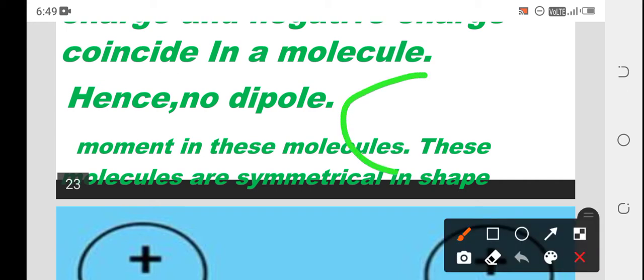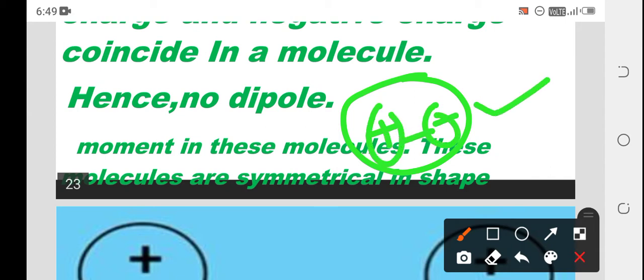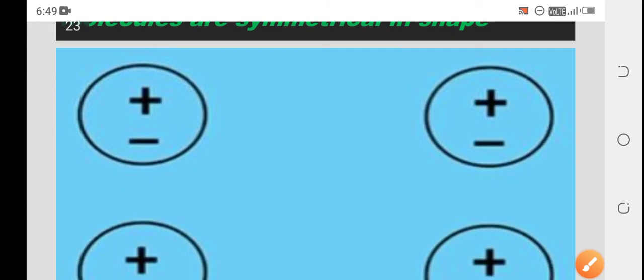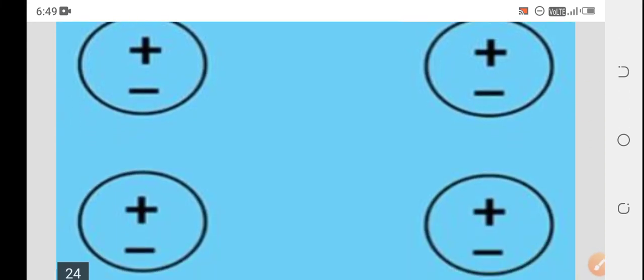So just take the molecule. Here is the positive charge, here is the negative charge. Both are coinciding exactly. This is known as non-polar dielectric. When the positive charge and negative charge coincide exactly, then no dipole moment exists. This is the reason it is called a non-polar dielectric material. This is the schematic diagram: the positive and negative coincide exactly, so no dipole moment, and hence it is non-polar dielectric.